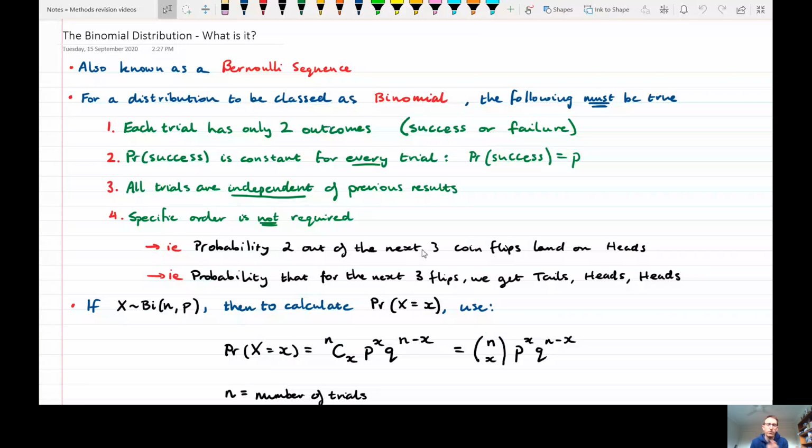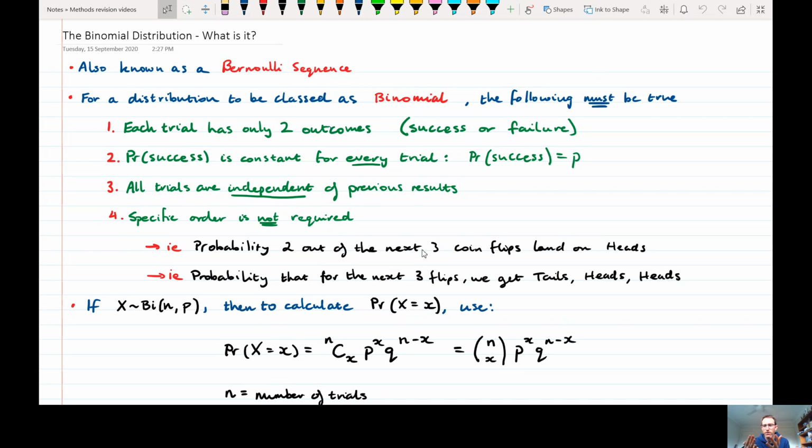Okay, so in this video, we're going to look at the binomial distribution and what it is. We'll do a couple of examples in a different video, but in this one, we're going to look at what the binomial distribution is, why it is useful, and how to distinguish whether you need to use it in a particular situation. So first of all, it's also known as a Bernoulli sequence or Bernoulli distribution.